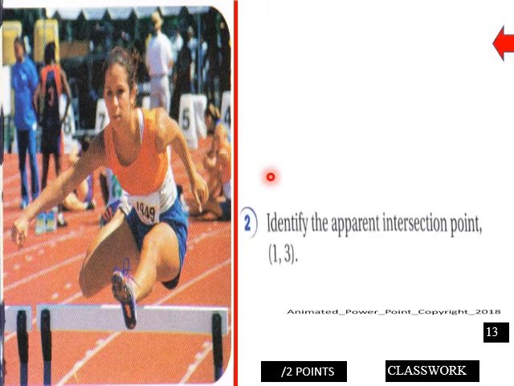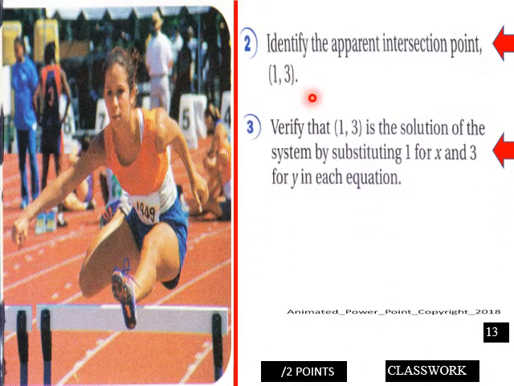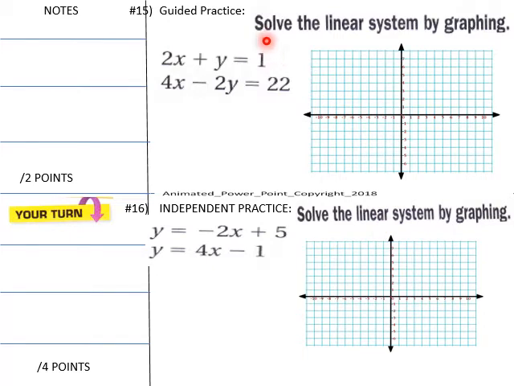Let's try another one now. To identify the apparent intersection point of 1, 3, to positively identify that, verify that 1, 3 is a solution of the system by substituting 1 for x and 3 for y in each equation. Okay, so let's solve this linear system by graphing. We have 2x plus y equals 1, and then 4x minus 2y equals 22. And then this is yours down here, students. We're going to do this now in our guided practice up here.